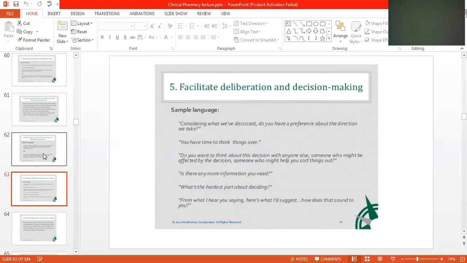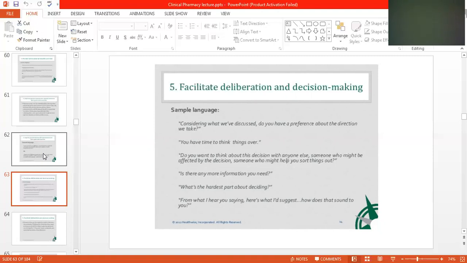The fifth point is to facilitate deliberation and decision making. Simple language: considering what we discussed, do you have a preference about the direction we take? You have time to think things over. Do you want to think about the decision with anyone else, someone who might be affected by the decision, someone who might help you? It means you can take help from family, friends, and others to decide whether to take this treatment or not.